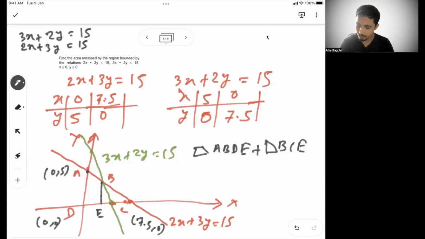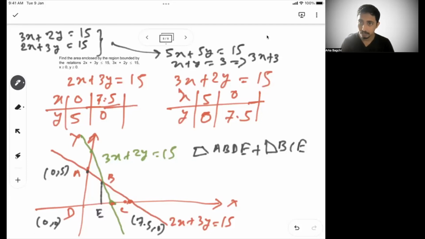So if I add both of them, what will I get? I'll get 5x plus 5y equal to 15, or I will get x plus y equal to 3. If I get x plus y equal to 3, it is the same as writing 3x plus 3y equal to 9. 3x plus 3y equal to 9.